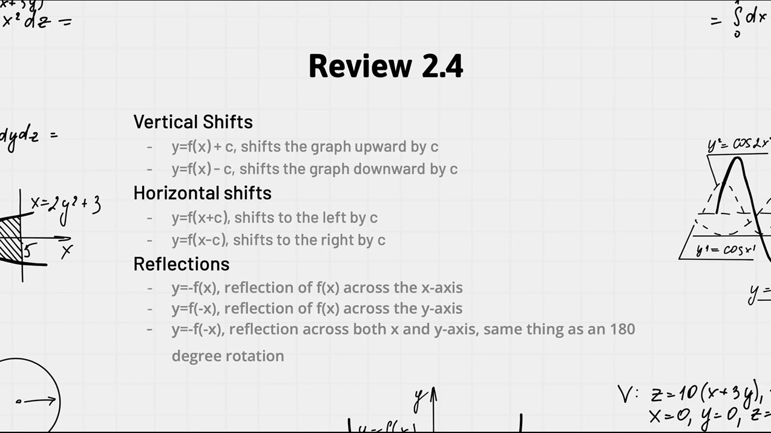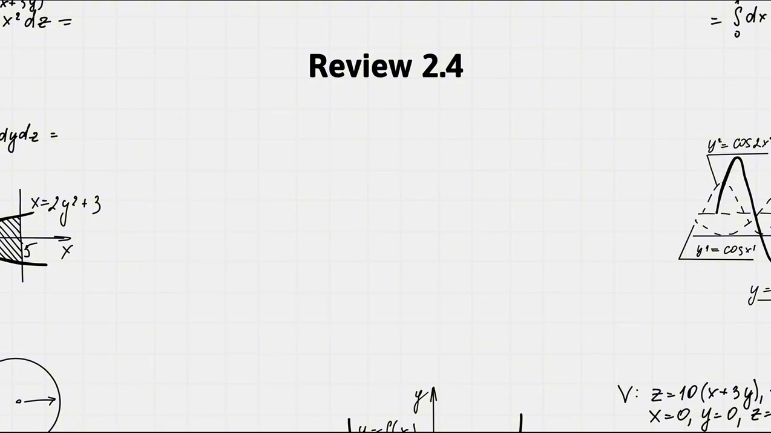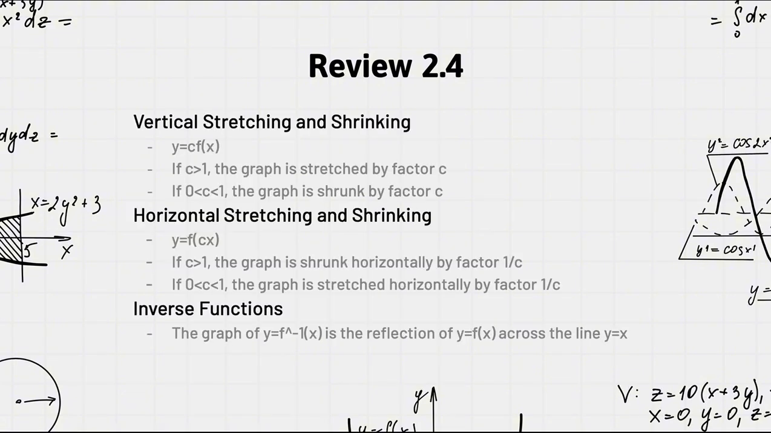And then for reflections, if we have a negative f of x, it's going to be a reflection across the x-axis because all of our y values are going to become negative, and if it's a negative x, then it's going to be a reflection across the y-axis because all of our x values are going to become negative. And if it's both, then it's a reflection across the x and the y, or the same thing as a 180-degree rotation. So with our second review, we have vertical stretching and shrinking, horizontal stretching and shrinking, and inverse functions.